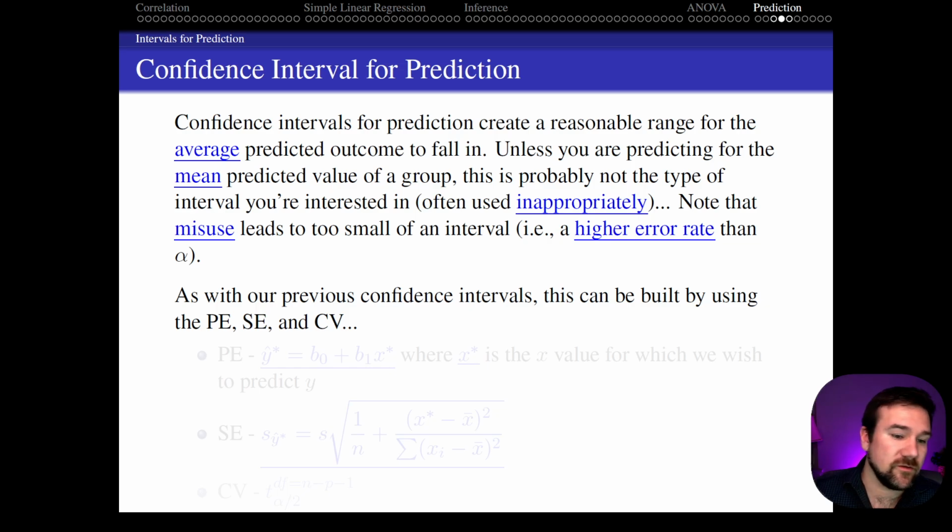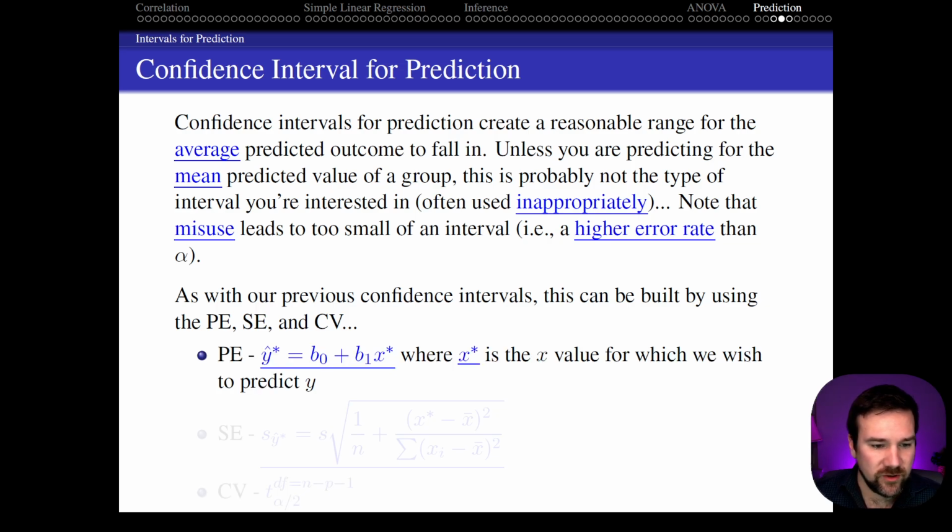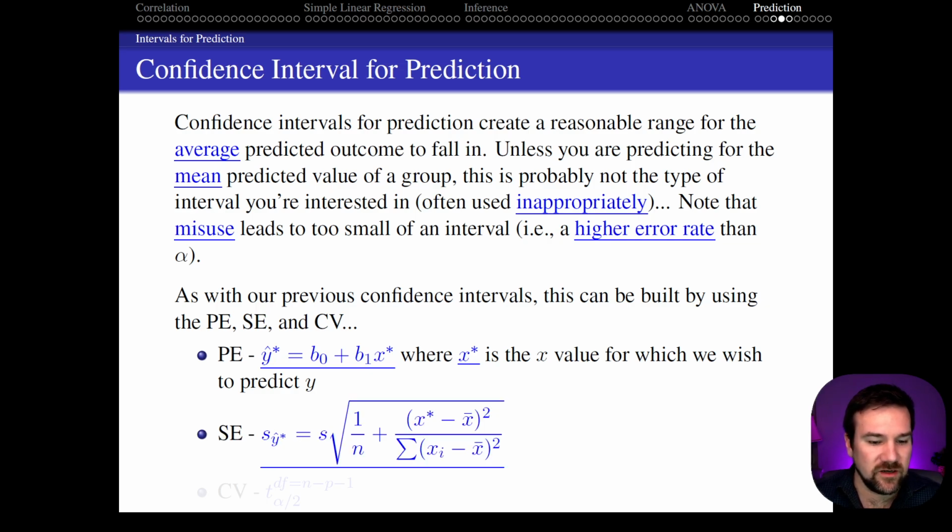This can be built using the point estimate, standard error, and critical value. In this case, the point estimate for the predicted value is going to be the predicted value, y hat star. And this is the regression equation with x star plugged in, that new value, like we did on the previous slide. The standard error for the confidence interval for prediction is going to be denoted S sub y hat star. That is the standard error for y hat star, the predicted value.